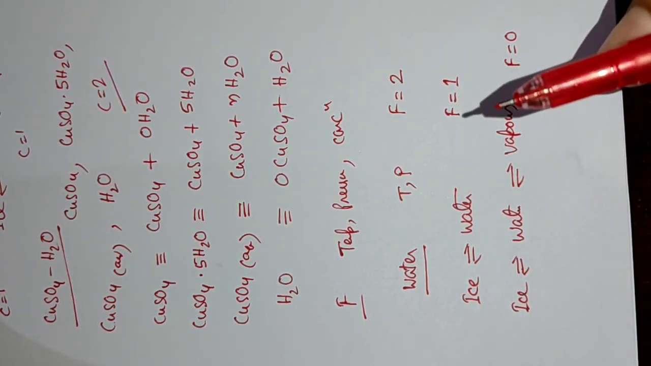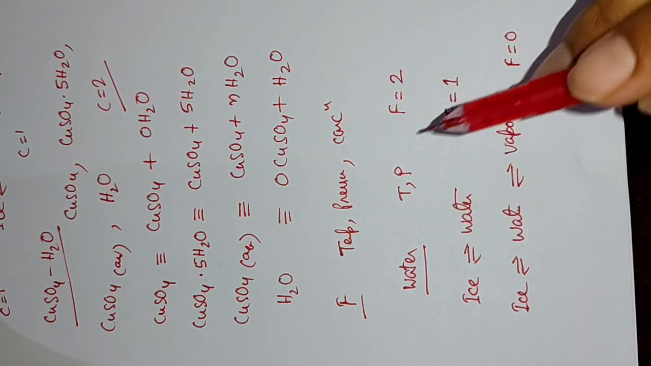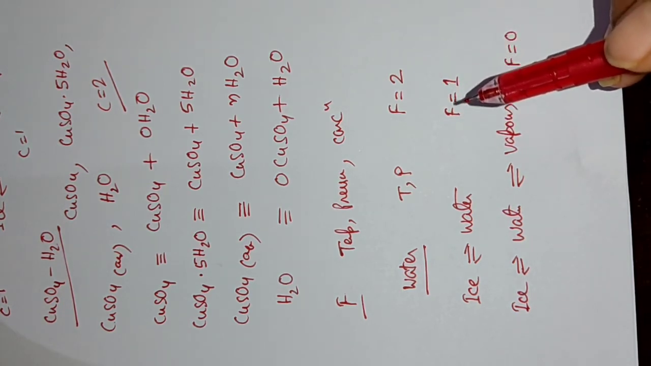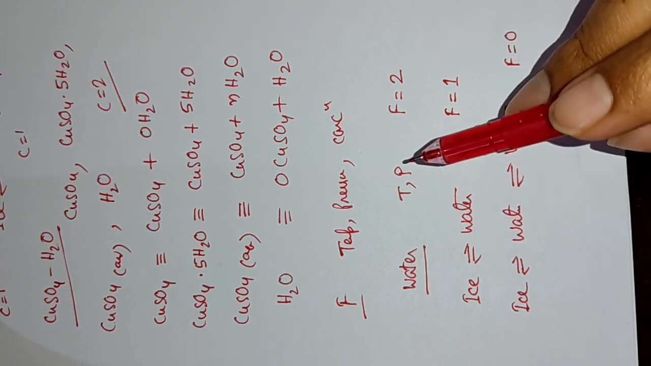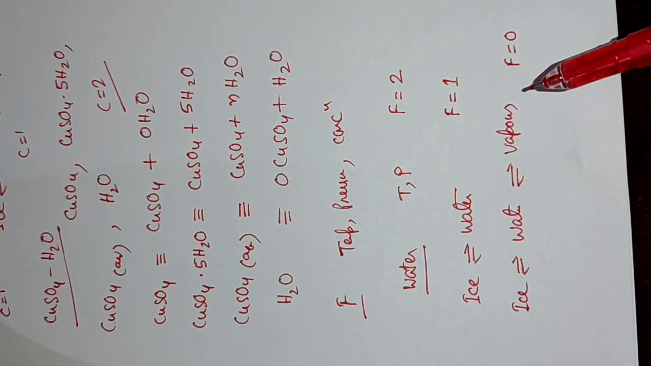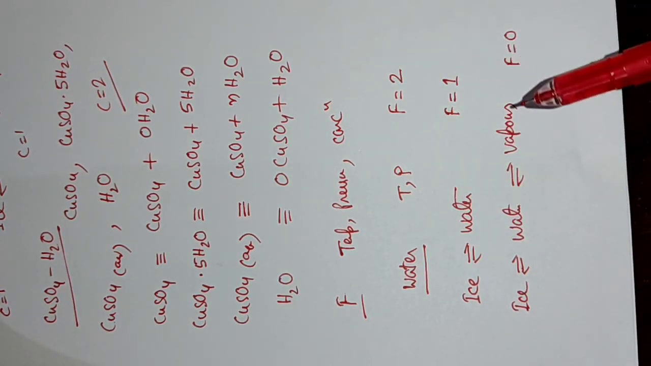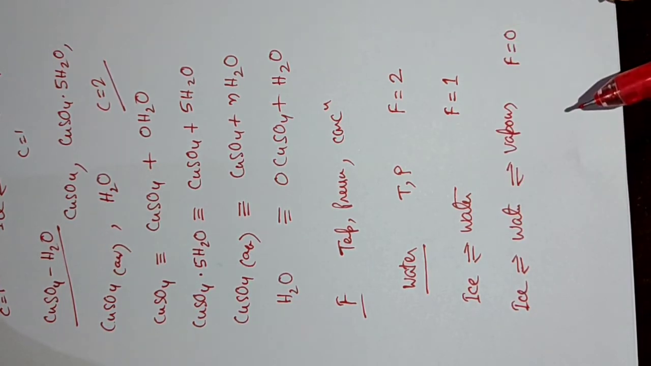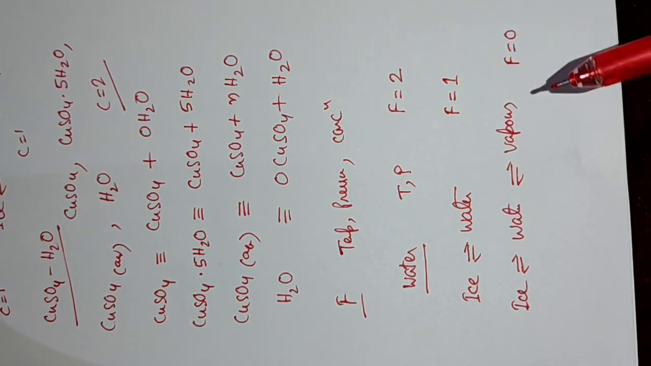Now I will describe this variance, that is degree of freedom 2, what this means, degree of freedom 1, that is you are changing both the variables here, you are able to change only one variable here, you are not able to change any variable here. I will discuss in detail in an upcoming video that will be titled as phase diagram of water.